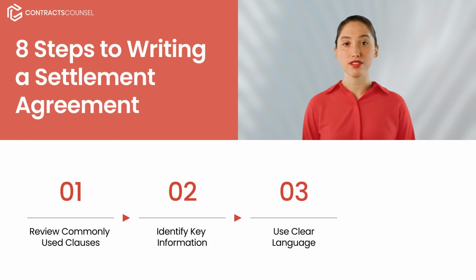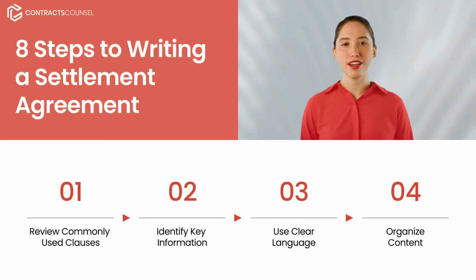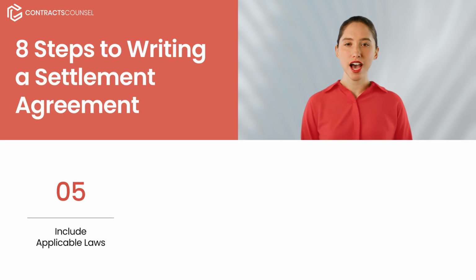3. It is critical to use clear and concise language that both parties can understand. 4. Once you've written your clauses, organize them so that they are logical. For example, you likely want to have the recital section come before the settlement terms section. 5. Be sure to incorporate any applicable laws and regulations that may be specific to your state or industry. Note this may require research.